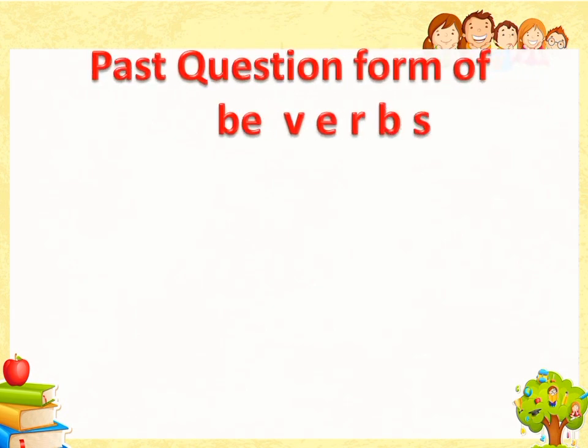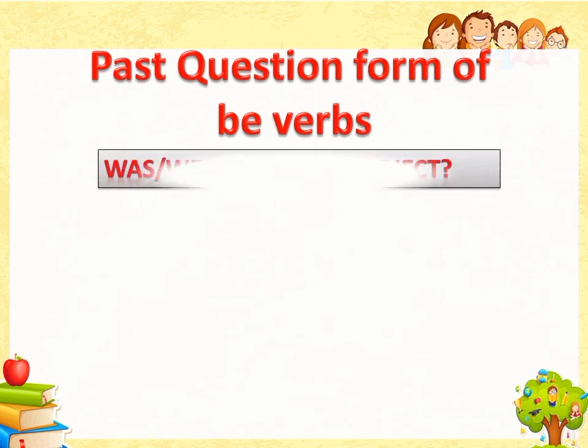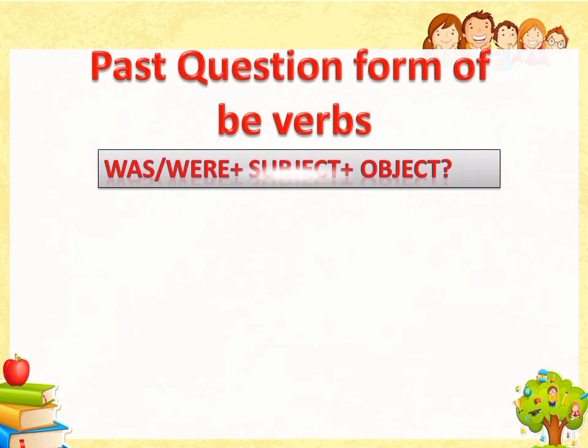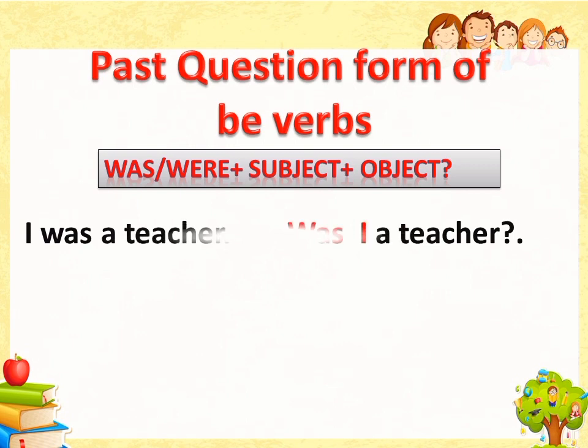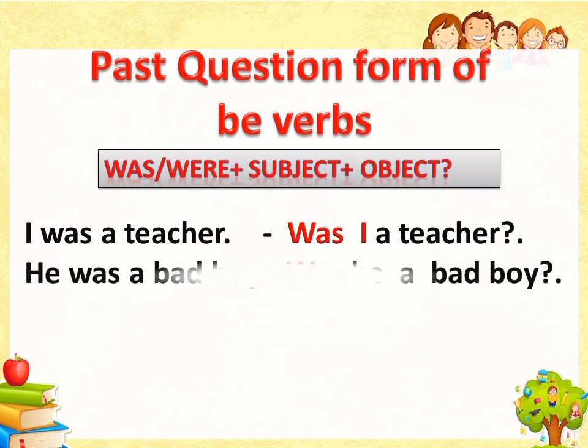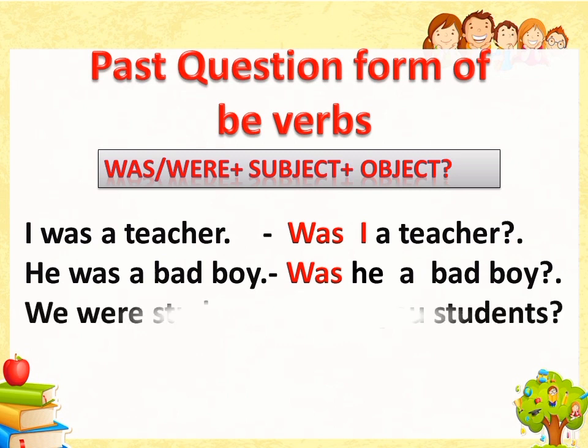Next, let's learn the past question form of be verbs. The sentence structure is was, were, plus subject plus object. Let's see how we can change the infinite sentence into question form. I was a teacher. Was I a teacher? He was a bad boy. Was he a bad boy? We were students. Were you students?